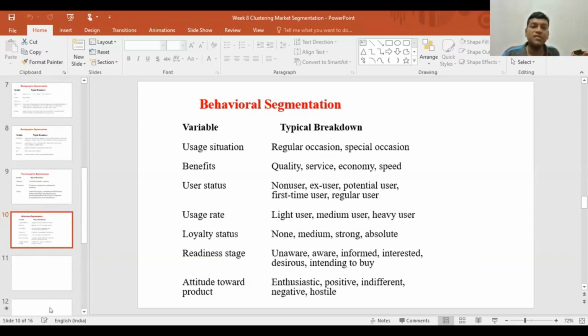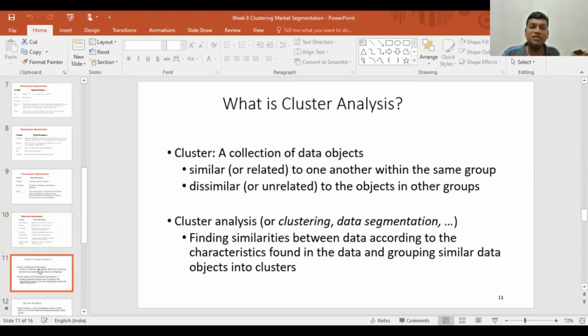All those things also mean a lot to the marketeer. Now again, behavioral segmentation would be regular, special occasion of usage, benefits, all these kinds of things. So these are different ways in which you can think about segmenting and dividing the customer base that you have. Now, loyalty status, readiness stage. Okay, so many other ways.